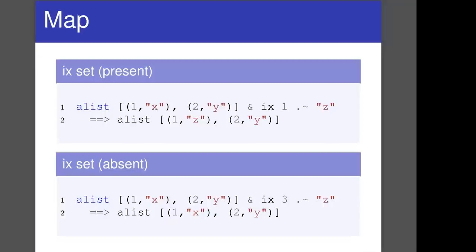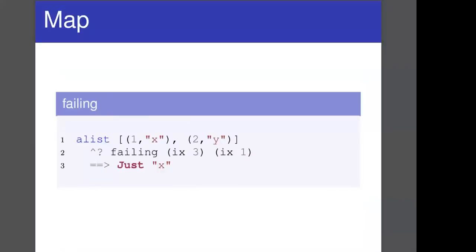If that key is there, it will set the value at that key. If that key is not there, it does nothing. So that's a difference between at and IX. I end up using both in my work with maps. And then just as we had non to go with at, we have failing to go with IX. Failing says, try the first traversal. If that doesn't do anything, try the next traversal.